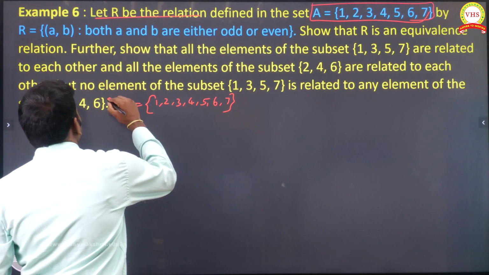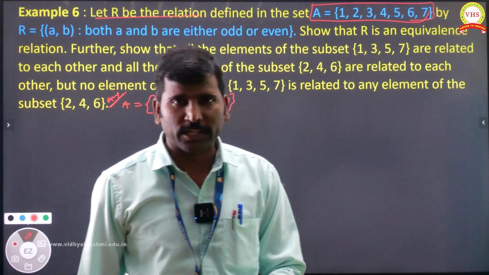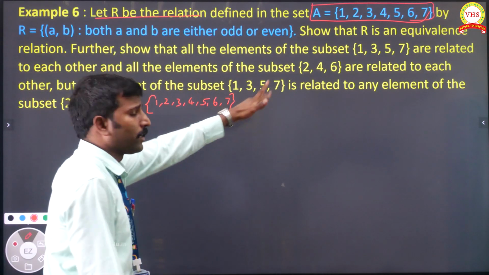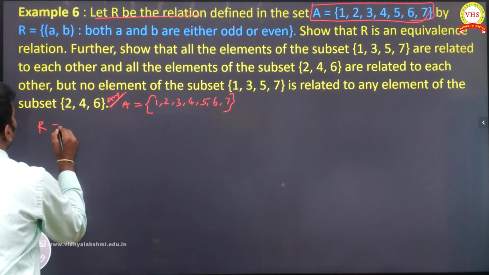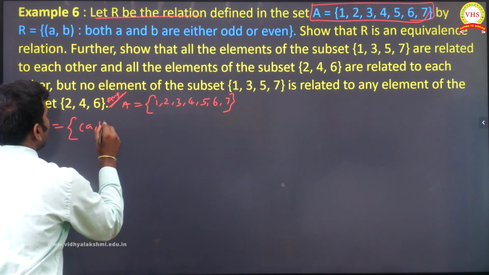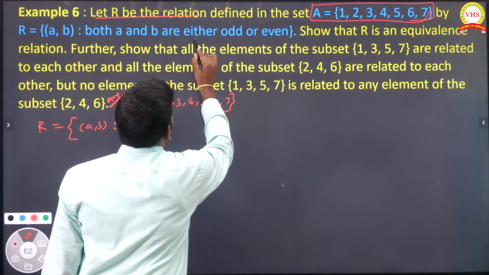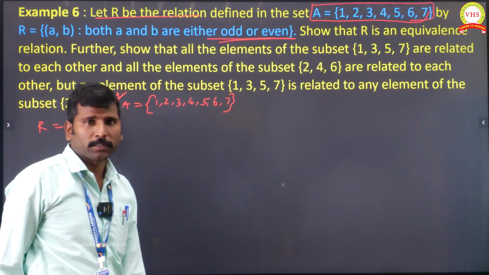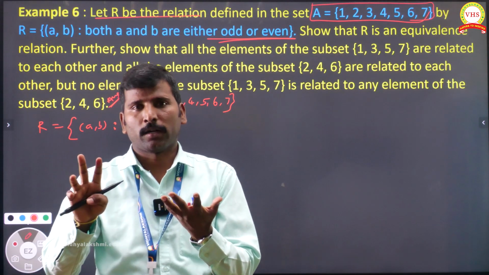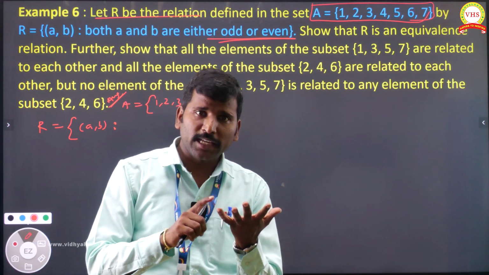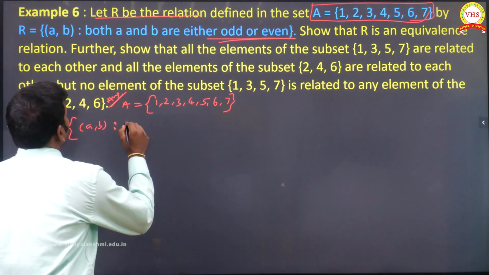See, the answer starts from here. In the previous question, the set was given as integers, but here it is given as 1 to 7. Understand? The relation R is also given. A, B is in relation R in the sense that both A and B should be either odd or even. If A is odd, then B also should be odd, or if A is even, then B also should be even. That is the meaning here.